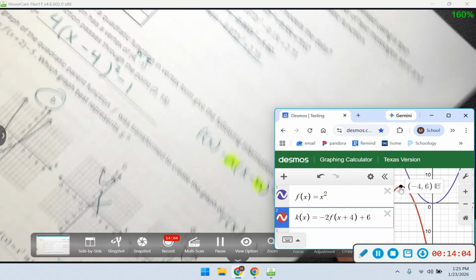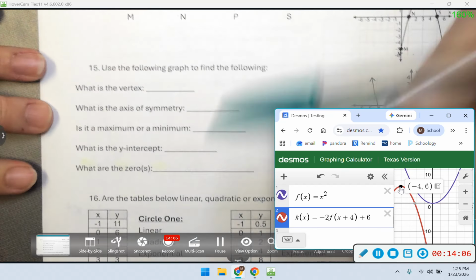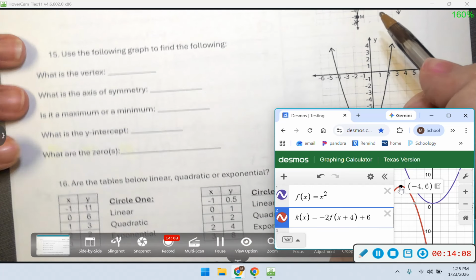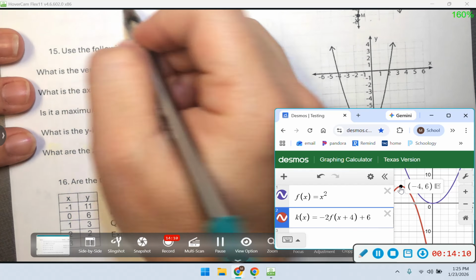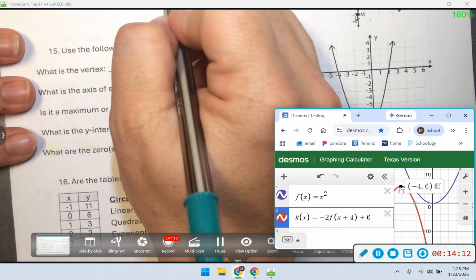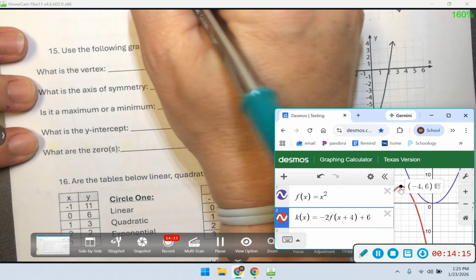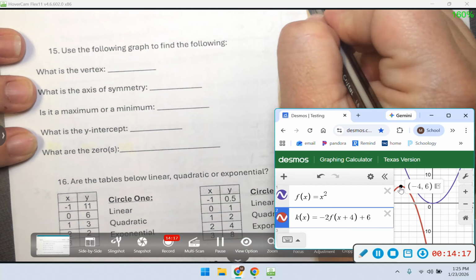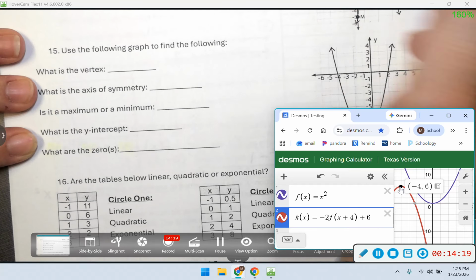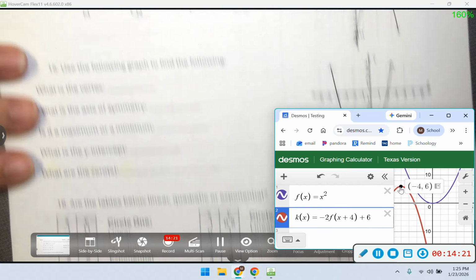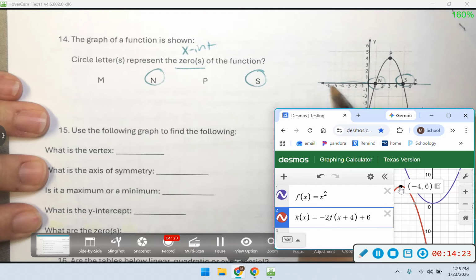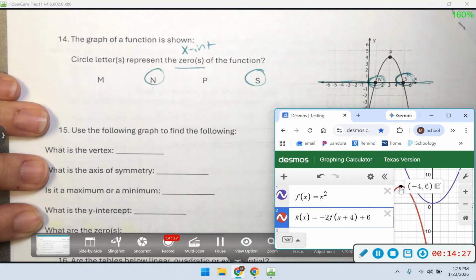Okay, almost done. Okay, here it says the graph of the function is shown. Circle the letters represented in the zeros of the function. Zeros are x-intercepts, so I'm looking where it touches my x-axis, which is in an S. Might help if you could have seen that the whole time. So where it touches the x-axis, it's in an S.